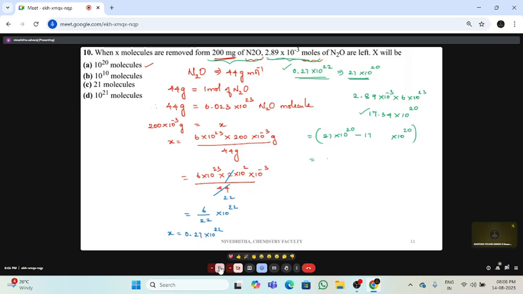So what is the value, Kanna? 27 minus 17 into 10 power 20. So 27 minus 17 is 10 into 10 power 20. So what is the answer? 10 to the power 21. Its answer is option 4, 10 power 21. Okay. So here also the concept is mole concept, right? So basically we have to convert weight into number of moles and number of moles into number of molecules. That's it. Next question.